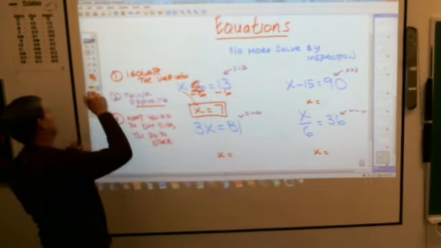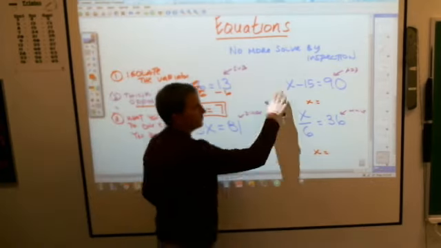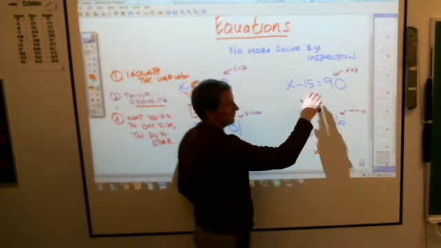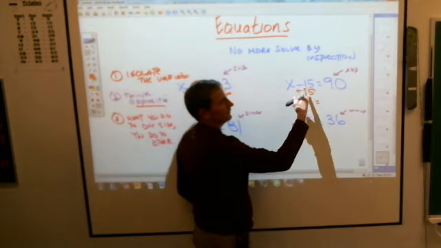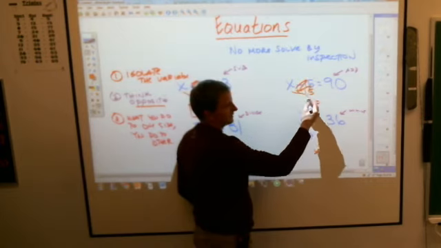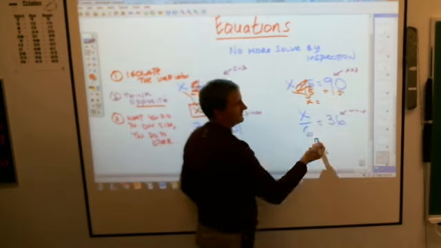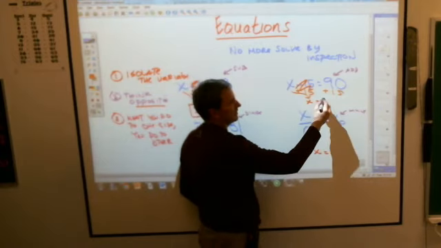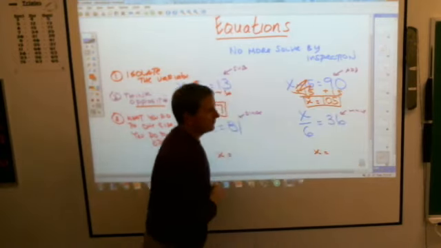So watch how fast the rest of this goes. This one's a subtraction one. So to get rid of my minusing 15, I add 15. Because if I have a negative 15 and a plus 15, I have nothing left but my x. But I have to do the same thing here. I have to add 15 to that because I added 15 to that side. So my answer is x is 105.